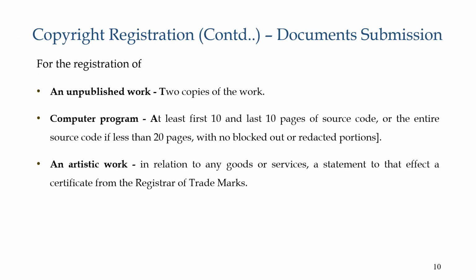What are the documents we need to submit with the application? For the registration of an unpublished work, 2 copies of the work need to be submitted with the application. For a computer program, at least the first 10 and last 10 pages of source code, or the entire source code if less than 20 pages, with no blocked out or redacted portions, should be submitted with the application.